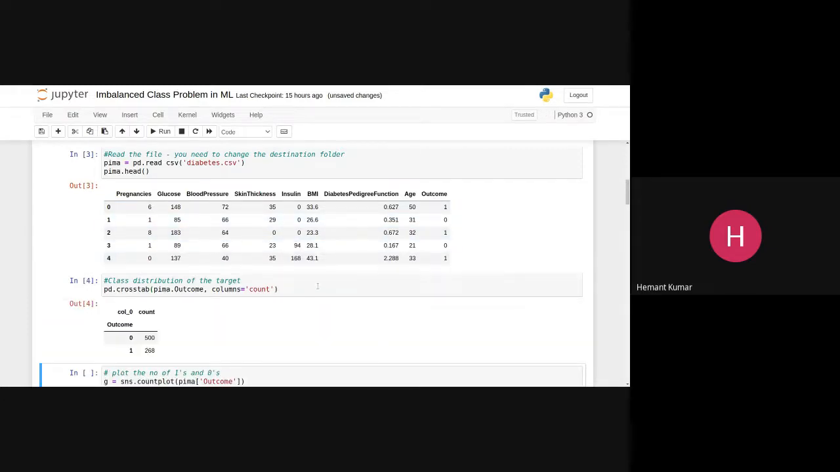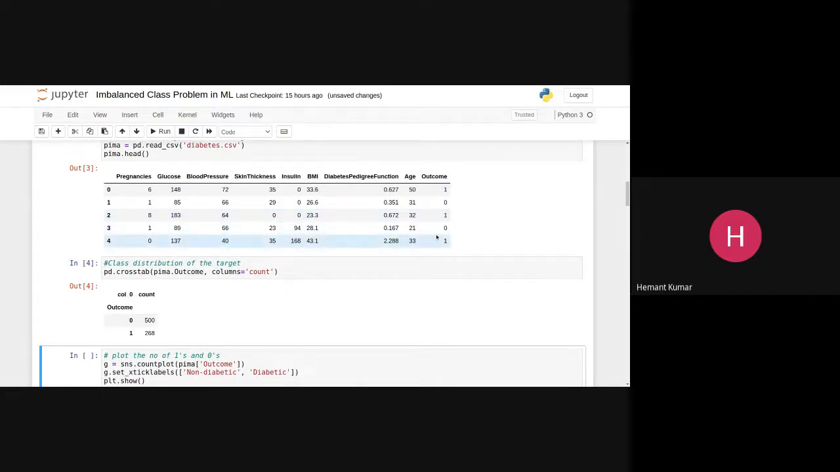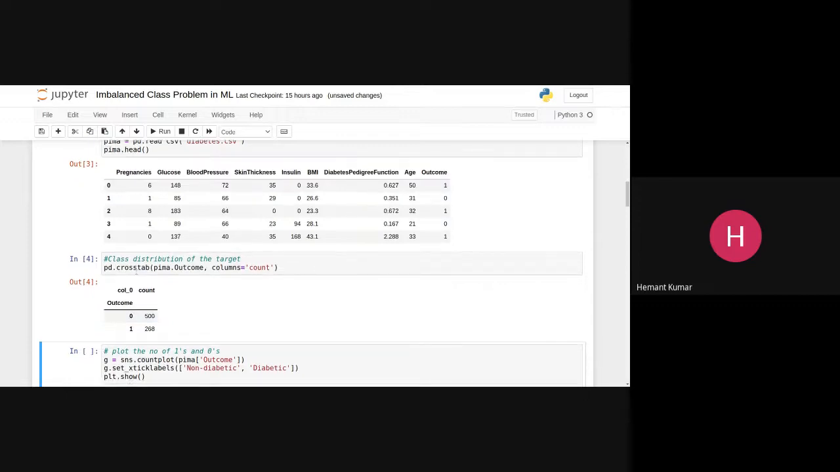Now the class distribution. 500 samples belong to class 0, meaning a person without diabetes, and class 1 belongs to diabetic, with 268 samples. So class 0 has about double the samples of class 1. It is not equal or approximately equal, so that is an imbalanced dataset.